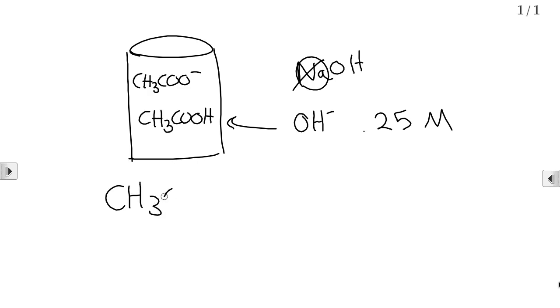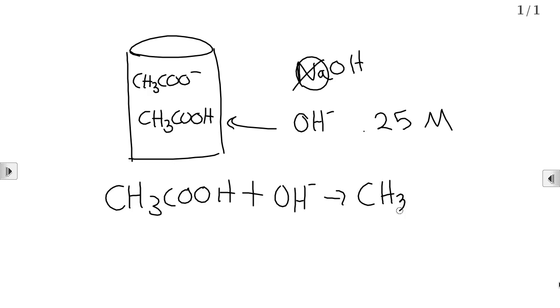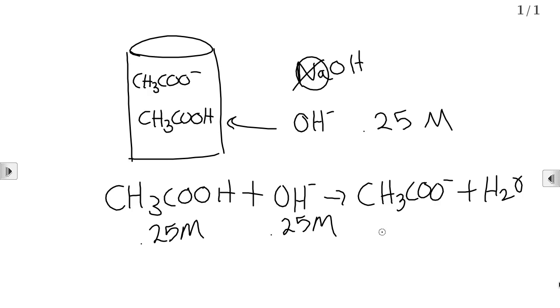CH3COOH plus hydroxide is going to give me acetate, water. Look. 0.25, 0.25. These go down by 0.25. Yes? This goes up by 0.25. Do you see why? Let's soak that in.